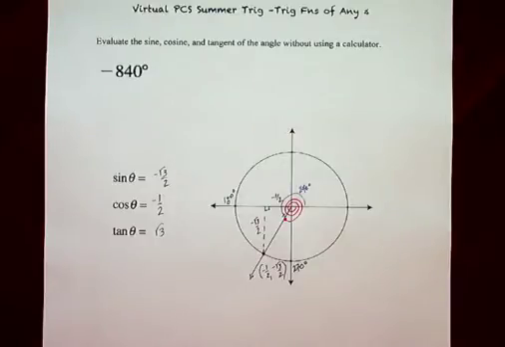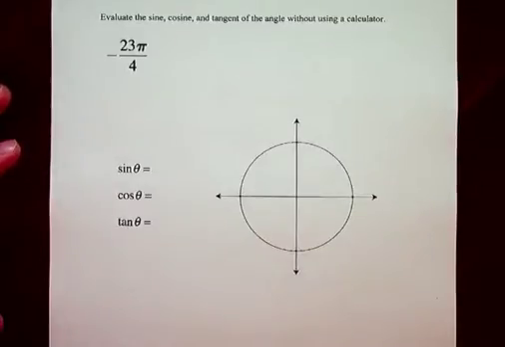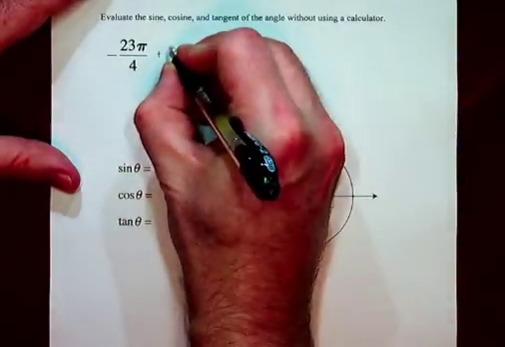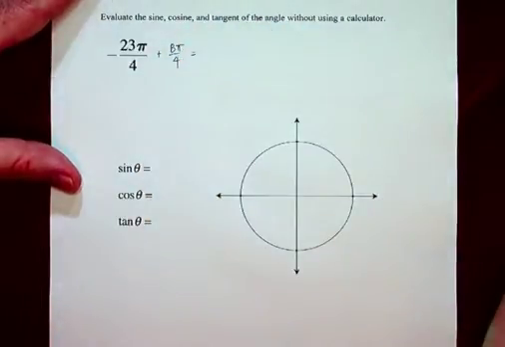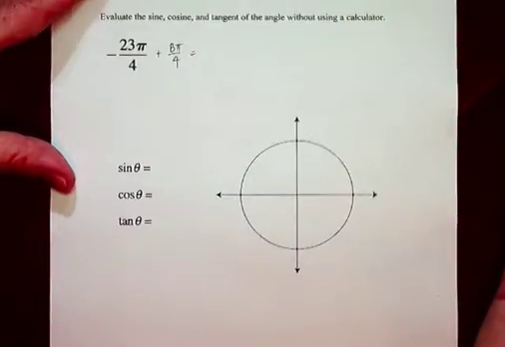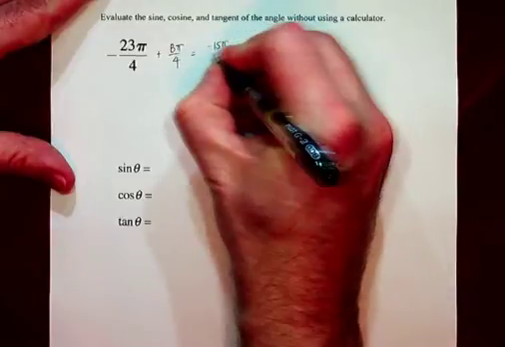Okay, let's do one of the same, but let's do it with radian measures. Now, negative 23 pi over 4. In order to get this coterminal, we are going to need to add 2 pi, okay? And when you add 8 pi over 4 to negative 23 pi over 4, you're going to get negative 15 pi over 4.